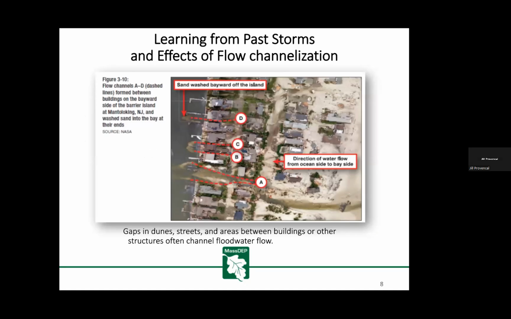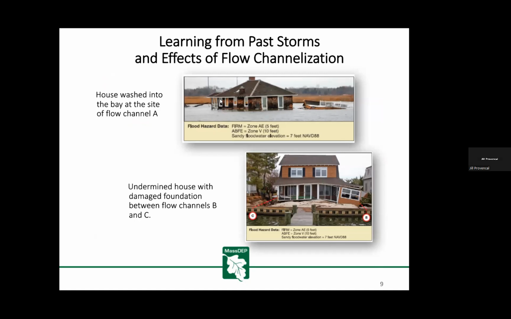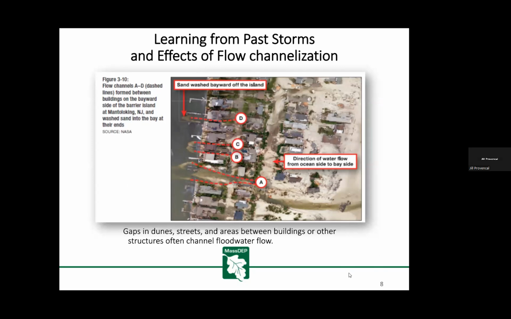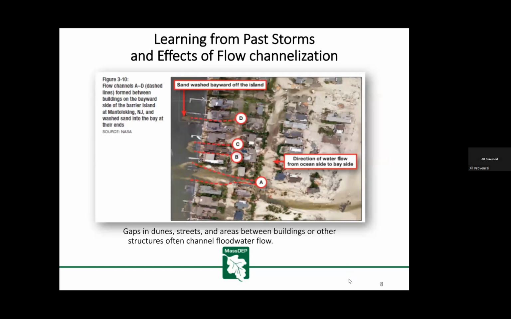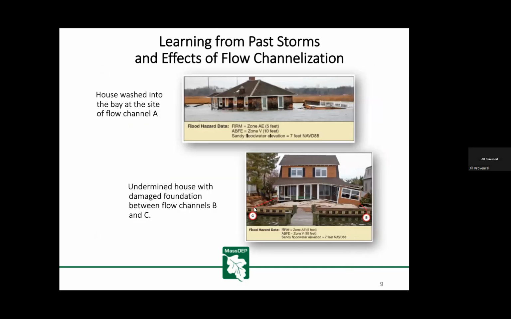So in certain areas, the MAT found that flow channelization tends to be highly localized, and changes in elevation can facilitate flow channelization. In this figure 3-10 from the Hurricane Sandy MAT report, they identified flow paths A, B, C, and D, and here are the paths coming in. Now, flow channel A, go back up, this one here, resulted in washing this house into the bay. Then flow channels B, C, and D resulted in undermining foundations, here's C and B, and causing collapse of houses.